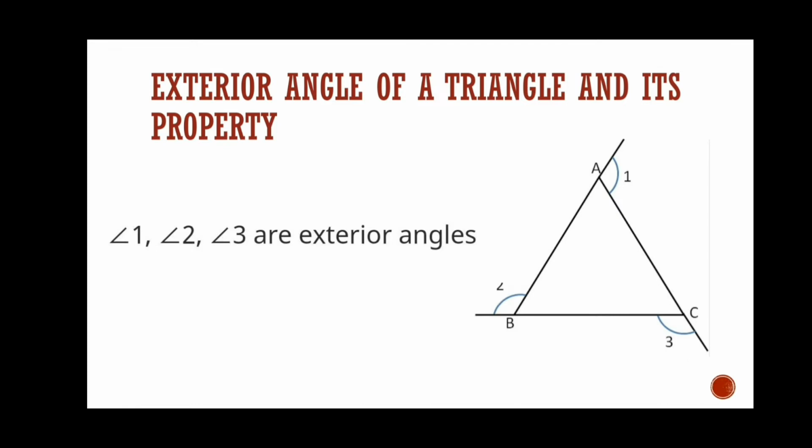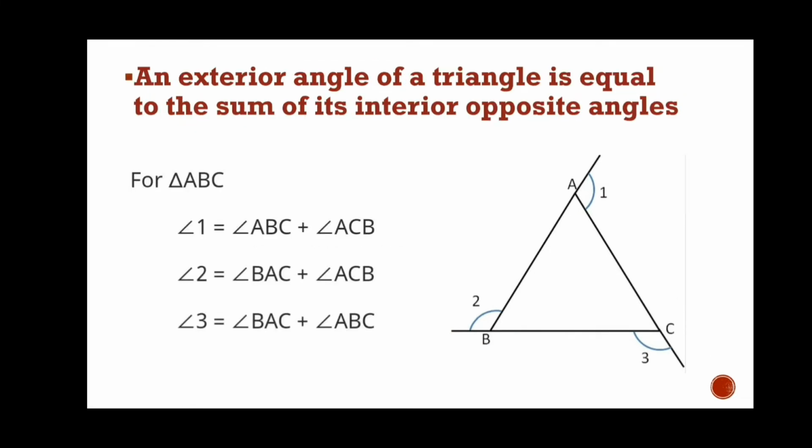Now we have the exterior angle property of a triangle. There are three exterior angles: angle 1, angle 2 and angle 3. The angles which are outside the triangle like this and angle 1 are called exterior angles. So in the figure you can see that angle 1, angle 2 and angle 3 are the exterior angles of the triangle ABC. Now the property of the exterior angle of a triangle is: an exterior angle of a triangle is equal to the sum of its interior opposite angles.